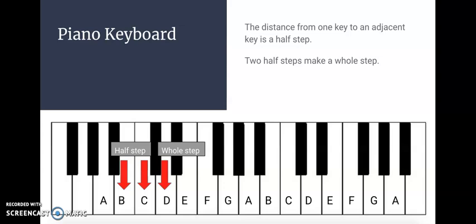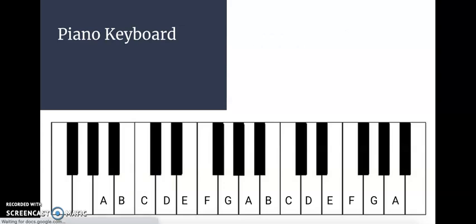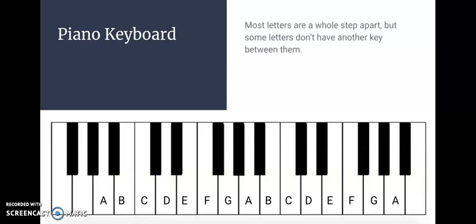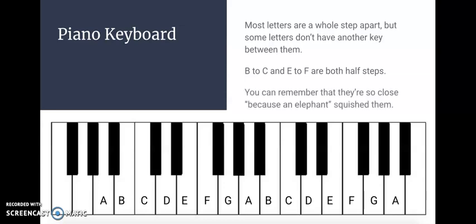From the white key C to the black key above it, and from that key to the D key are 2 half steps or a whole step. Most of them are a whole step apart, but some of them, like we just saw, are only a half step apart. B to C and E to F are the 2 half steps in the scale.